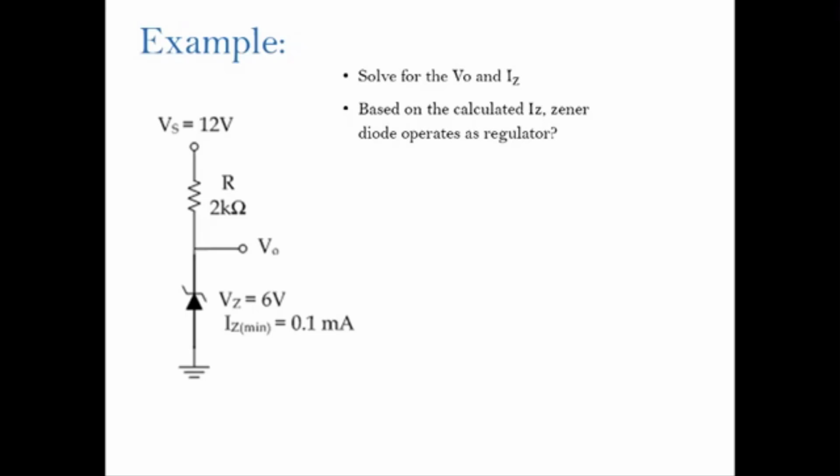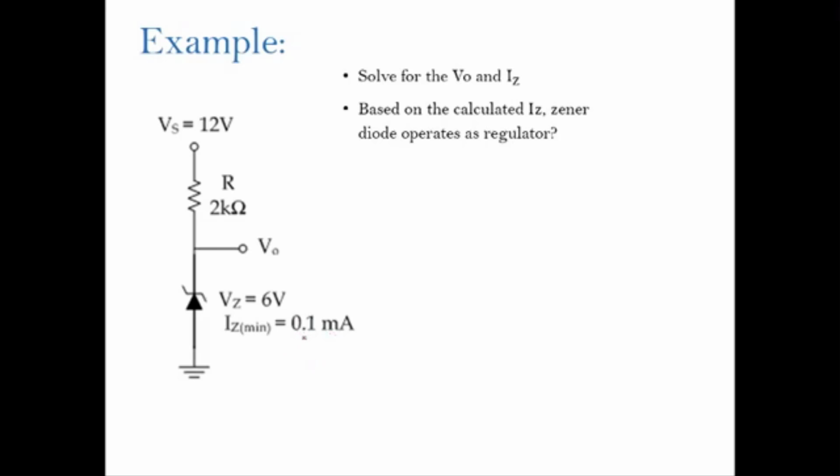Okay, so in this part of the video, I will show you how we can analyze the Zener diode circuit. Let's consider this circuit. We have a supply voltage of 12 volt, a resistor of 2 kilo ohm, and here we have the Zener diode. This Vz is equal to 6 volt, and Iz minimum is equal to 0.1 milliampere.